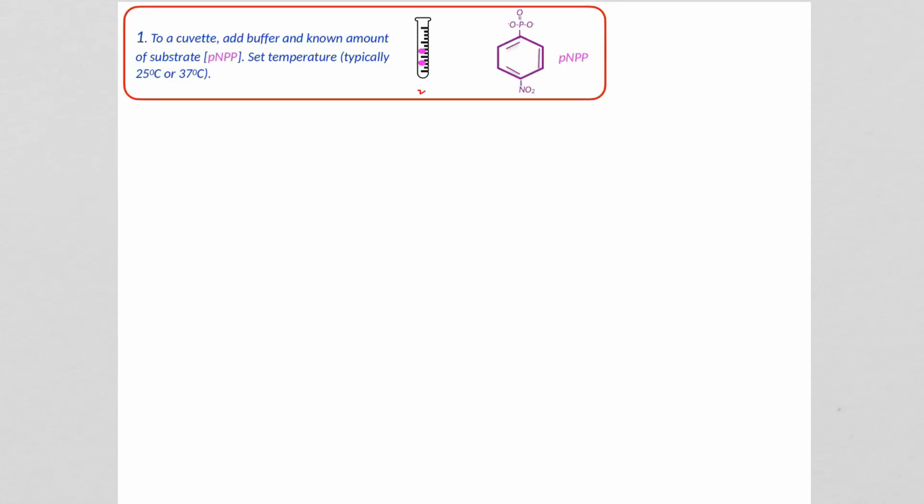So we take a cuvette, and to the cuvette we add buffer as well as a known amount of the substrate, para-nitrophenyl phosphate. We set the temperature. Most enzyme kinetic experiments are done at room temperature, 25 Celsius, or body temperature, 37 Celsius. Now it is very important to maintain the pH, and that's why we need the buffer, as well as the temperature for enzyme catalyzed reactions, since both these factors will change the velocity of the reaction.